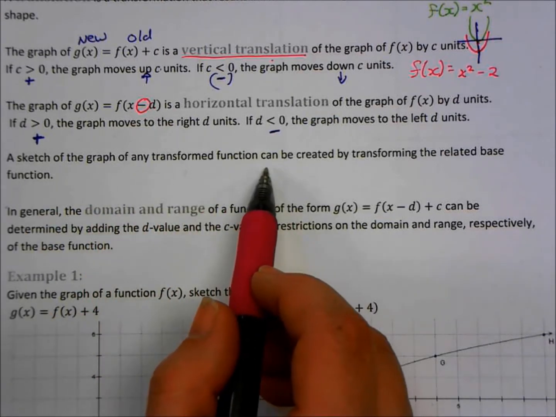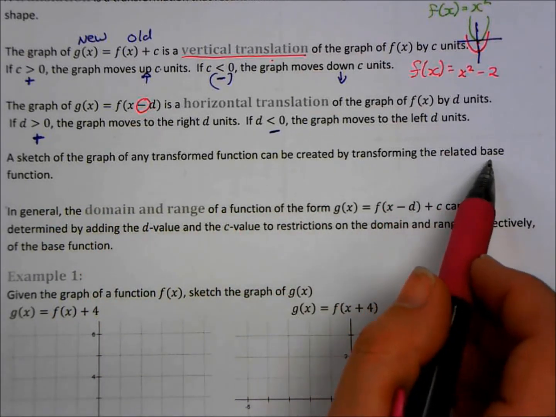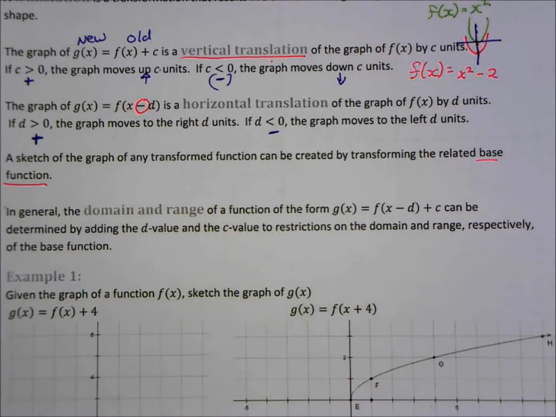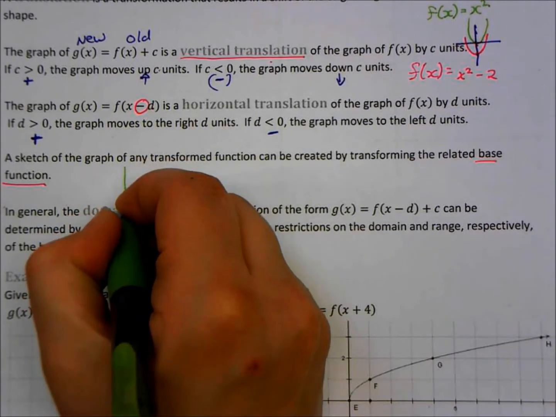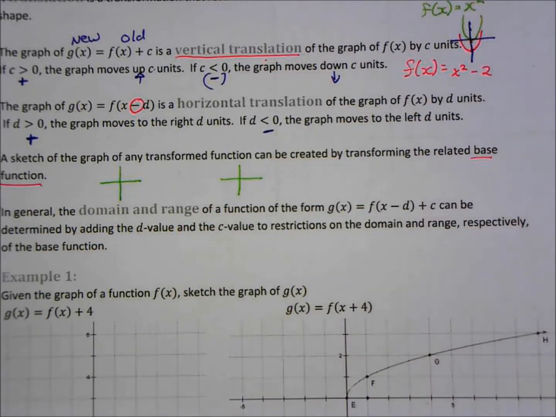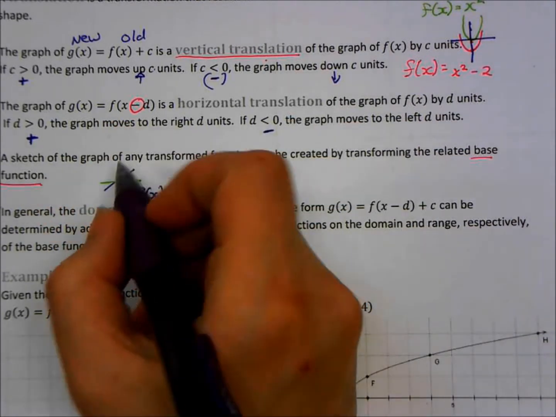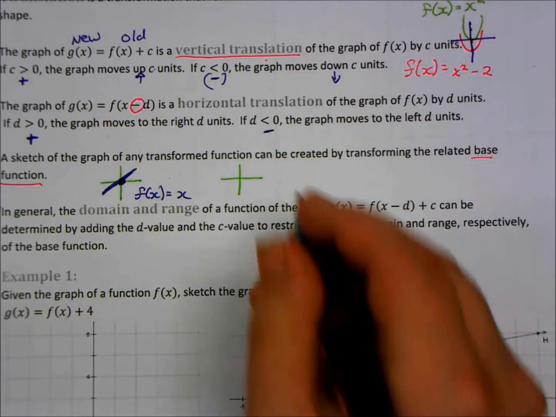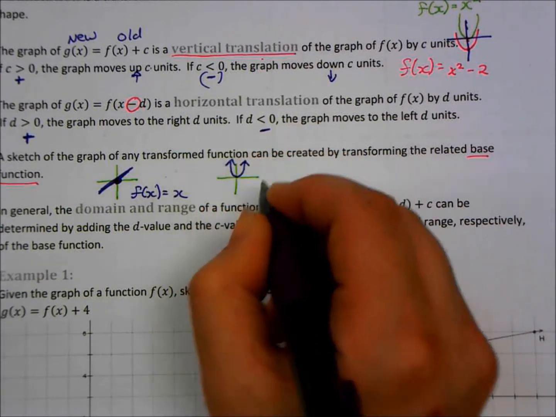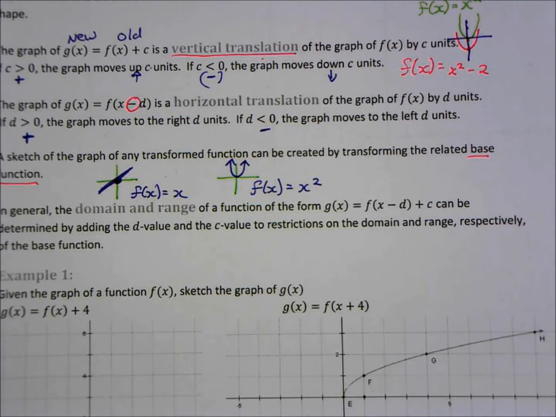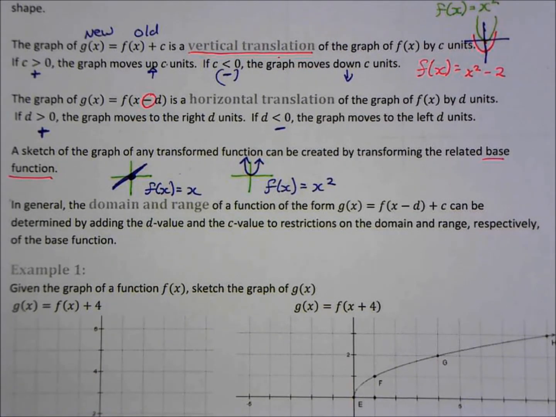A sketch of the graph of any transformed function can be created by transforming the related base function. So we'll talk about what different base functions look like. Base functions are functions you should be able to identify. We know a whole bunch of them. We know straight line functions. F of x equals x, and this straight line function would go right through the origin. We know the quadratic, f of x equals x squared. These are the 2 base functions that you're most familiar with. And in general, we can talk about domain and range of the new function, much like we can talk about the domain and range of the old function.